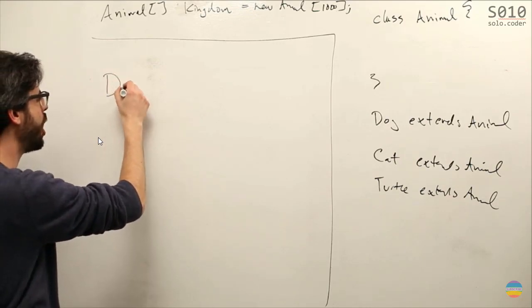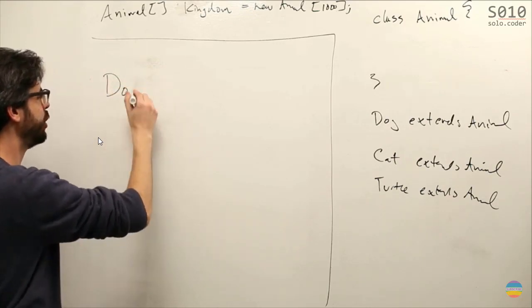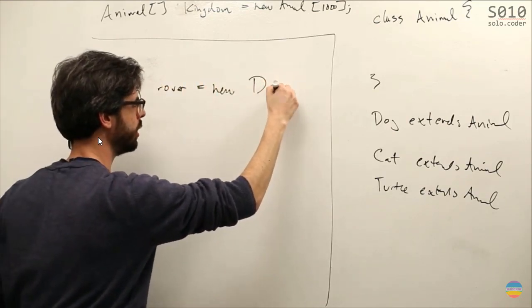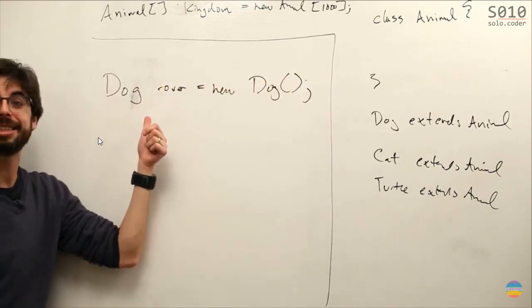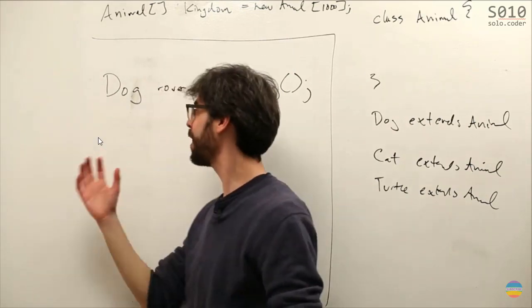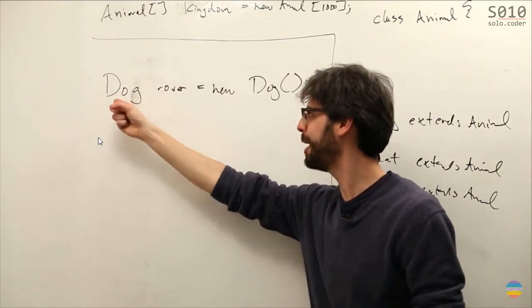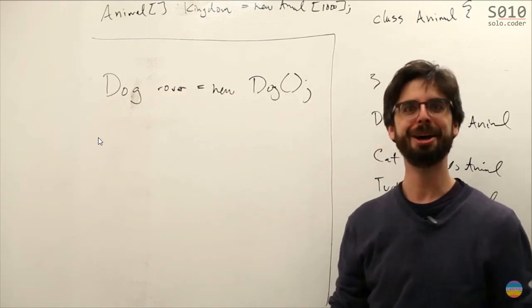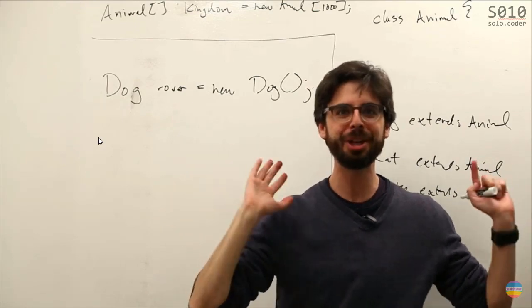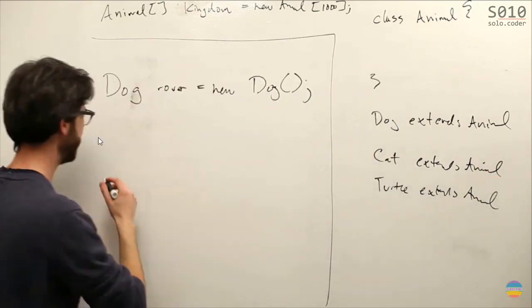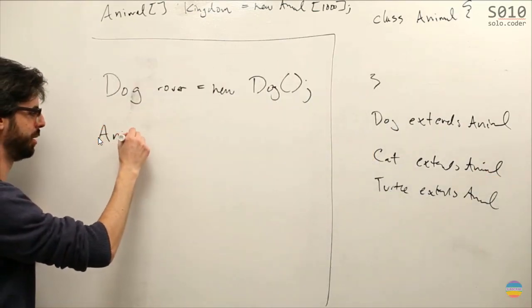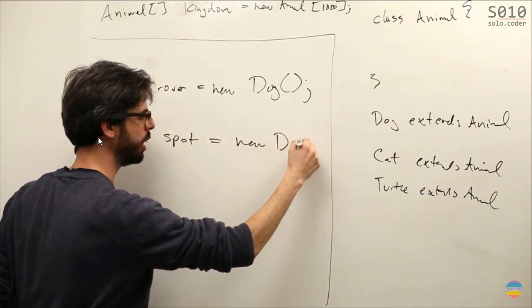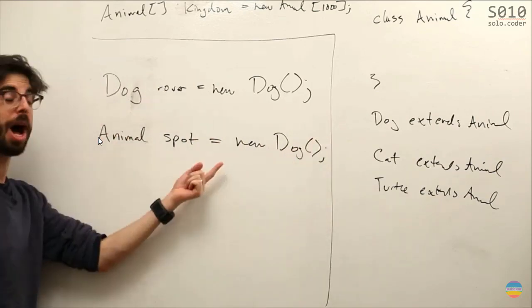I'm going to say Dog Rover equals new Dog. Okay. This is something we should be very comfortable with. We're very comfortable saying, I have an object of type dog, its name is Rover, it's a new dog object. Great. Here is polymorphism, something new that we're allowed to do. Animal spot equals new Dog. This is polymorphism.